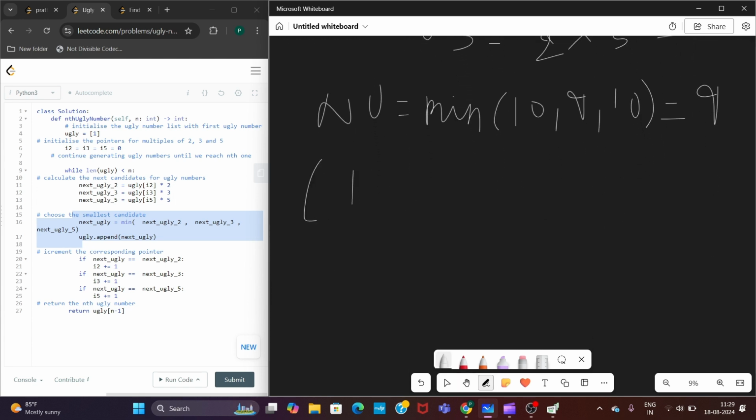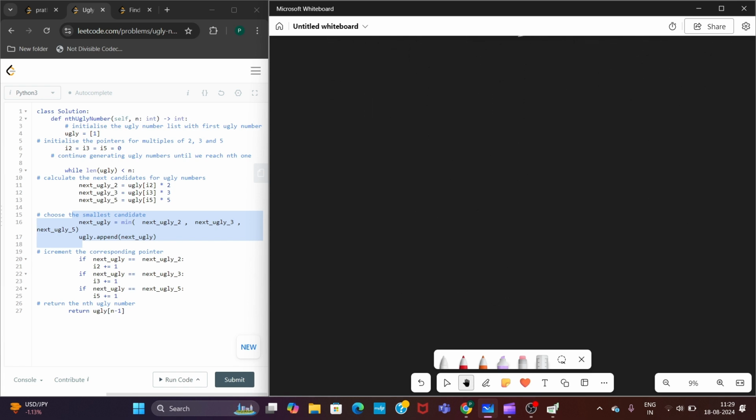So basically my new array will be 1, 2, 3, 4, 5, 6, 8 and 9. And my I3 will be now incremented by 1, which is now 3. So moving forward to our 8th iteration.